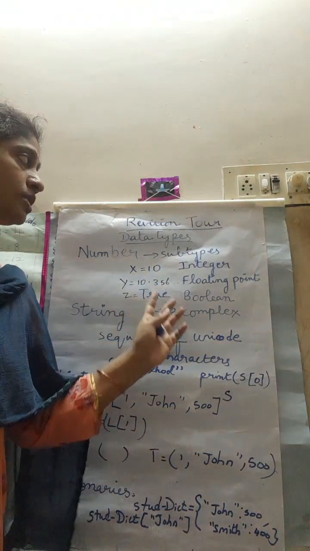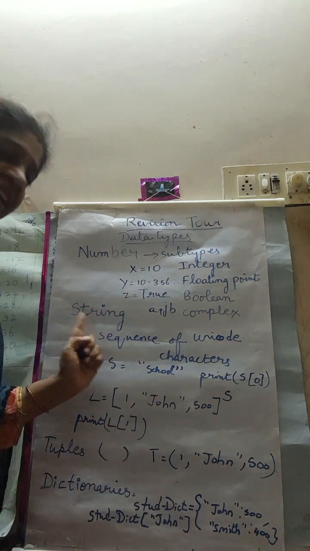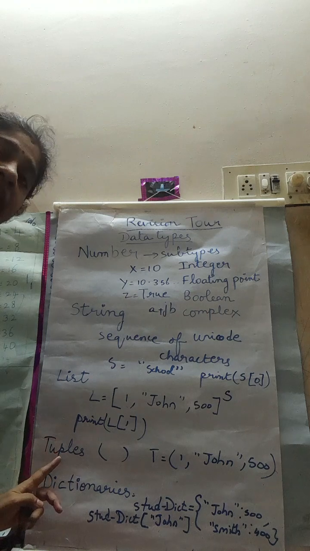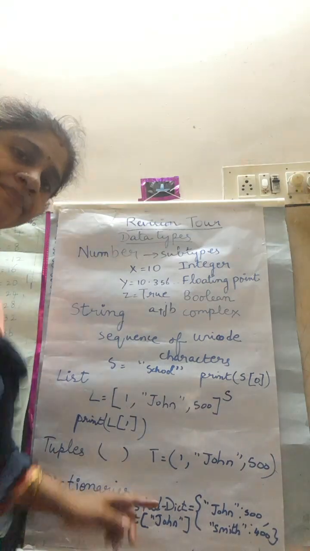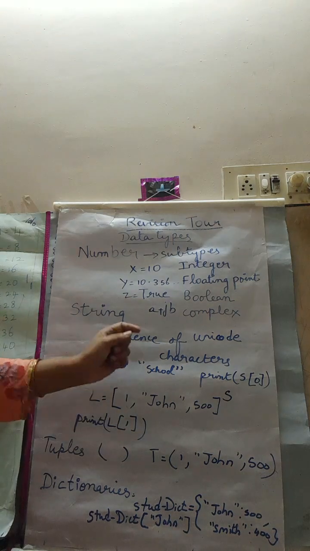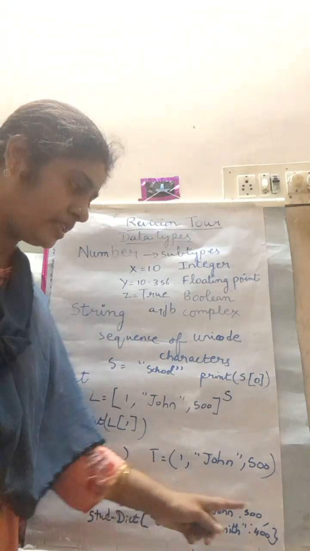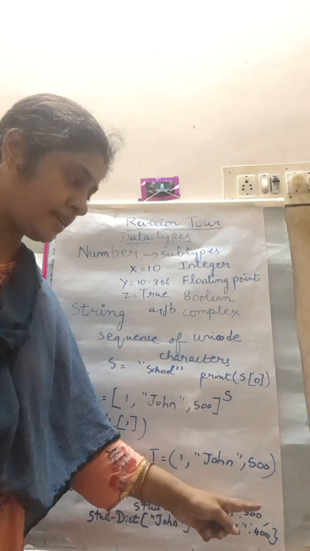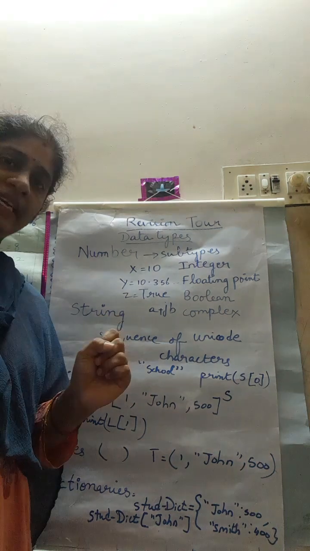So this is about different data types. We have number data type, string data type, list data type, tuples, and dictionaries. Dictionaries are key value pairs, and they have to be written within braces. So this is about data types.